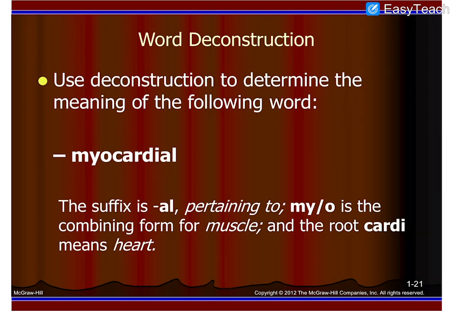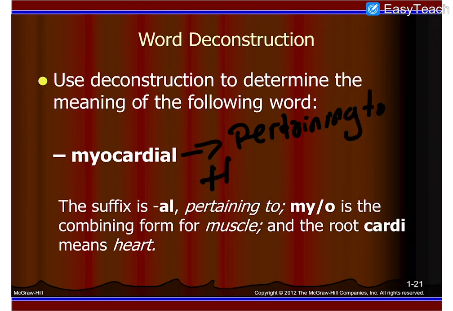Now, let's talk about myocardial. The suffix is al. The root is cardi. My refers to the muscle, and O is the combining form. So myo is the combining form for muscle. Therefore, myocardial means pertaining to the heart muscle.